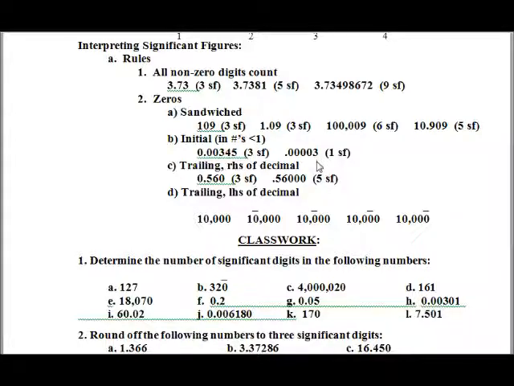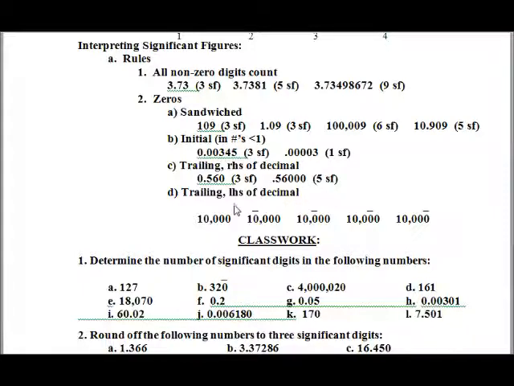Zeros that are trailing on the right-hand side of the decimal, RHS meaning right-hand side, are significant. So in this example, 0.560, that 0 after the 6 is significant. The 0 before the 5, before the decimal, is not significant, bringing the total to 3 significant figures. 0.56000, all 3 of these zeros trail on the right-hand side of the decimal after the digits. Therefore, they're significant, bringing a total to 5 significant figures.